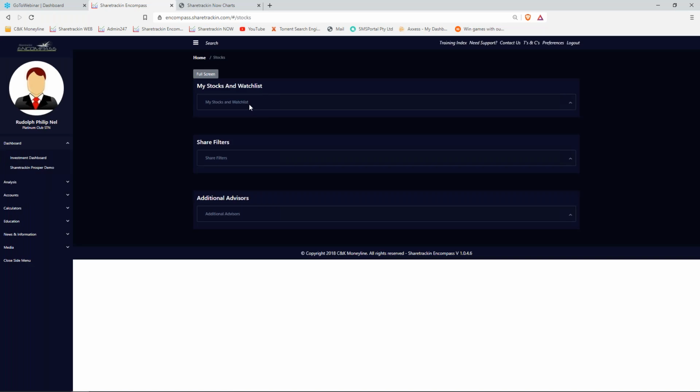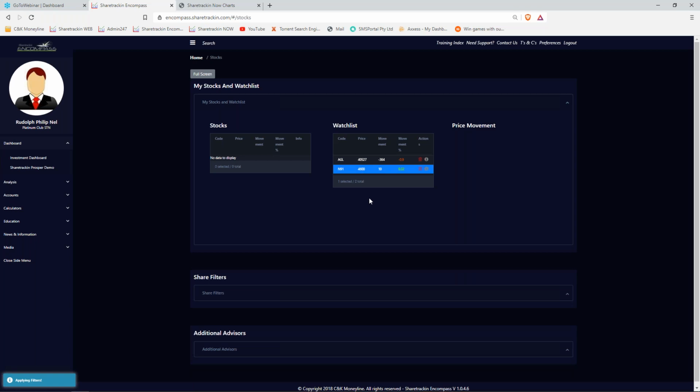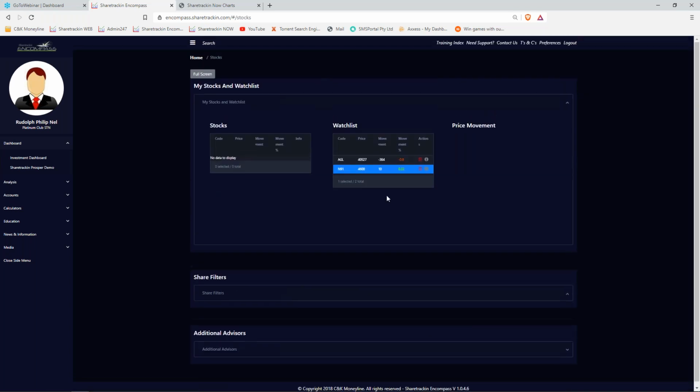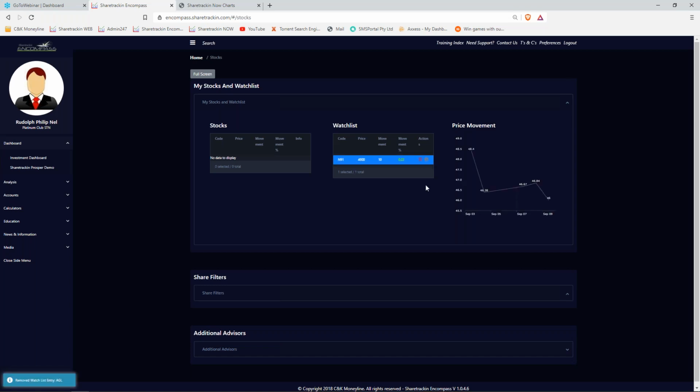So if I go back to my stocks and watch list now, then my N91 share will be on my watch list. All right. If you want to go back to that share, you don't really need to go back to the advisor and filter again. You can go to that share and click on the info button on the right hand side. If you want to remove a share, obviously, from the watch list, you just click on the little dustbin and it will remove a share for you.